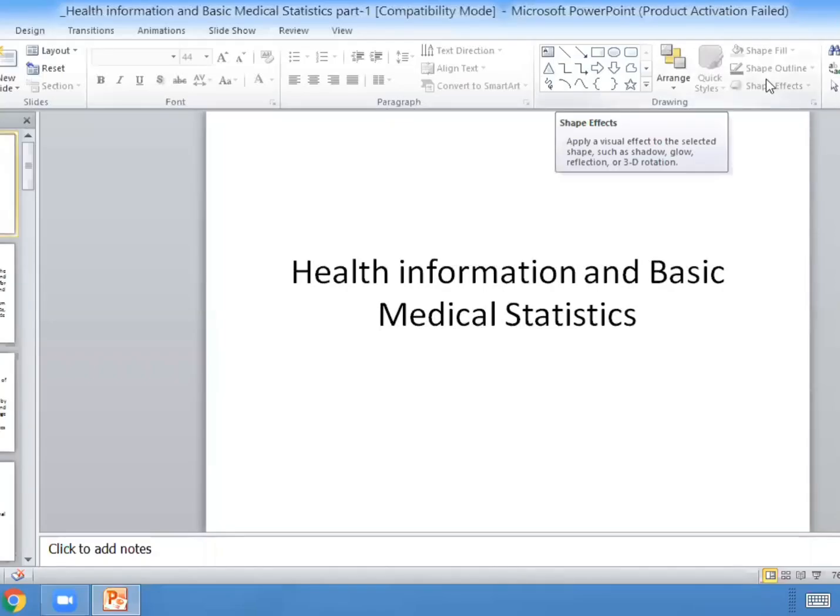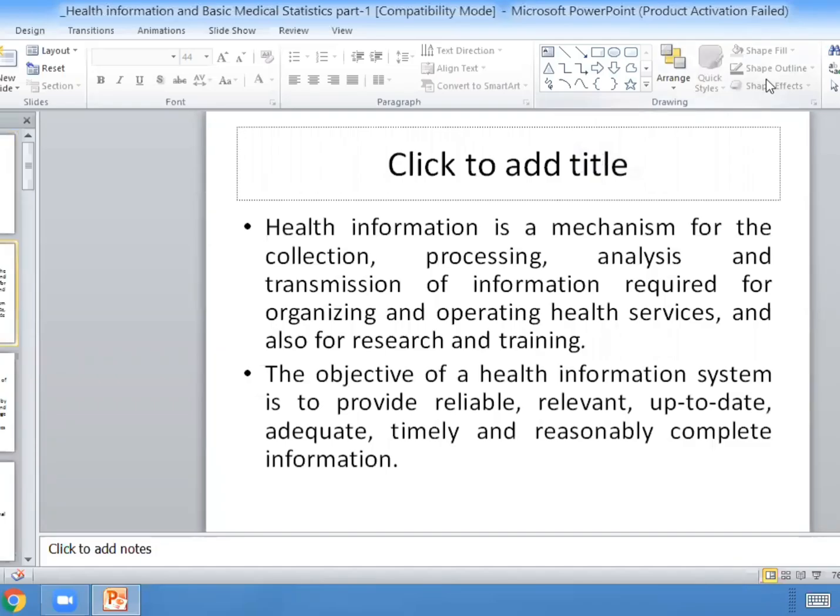Health information and basic medical statistics. Health information is a mechanism for the collection, processing, analysis, and transmission of information, organizing and operating health services, and also for research and training. The objective of a health information system is to provide reliable, relevant, up-to-date, adequate, timely, and reasonably complete information.